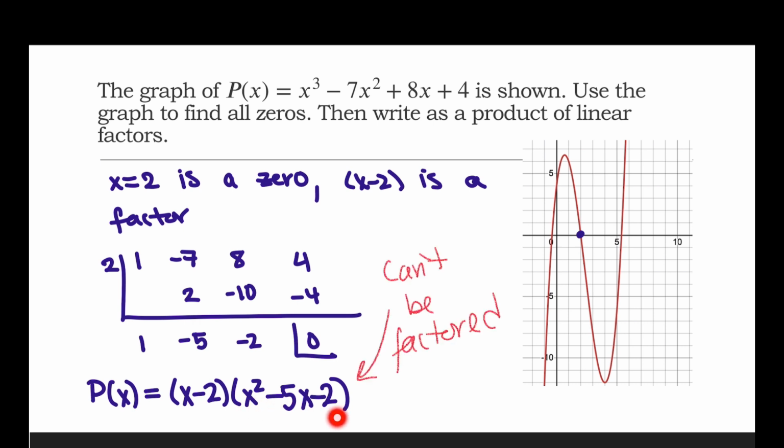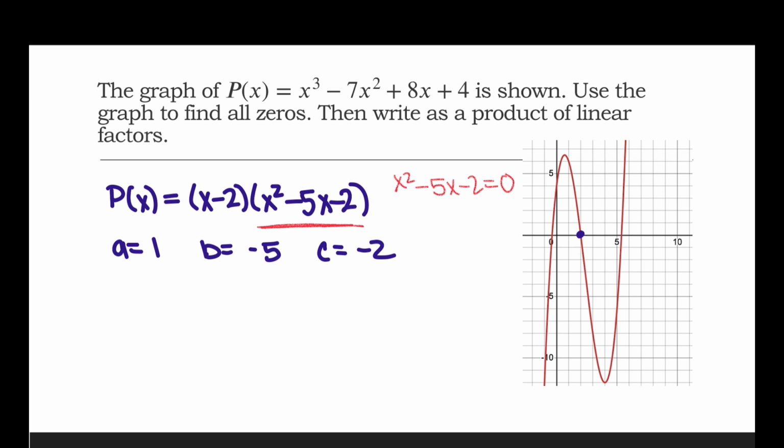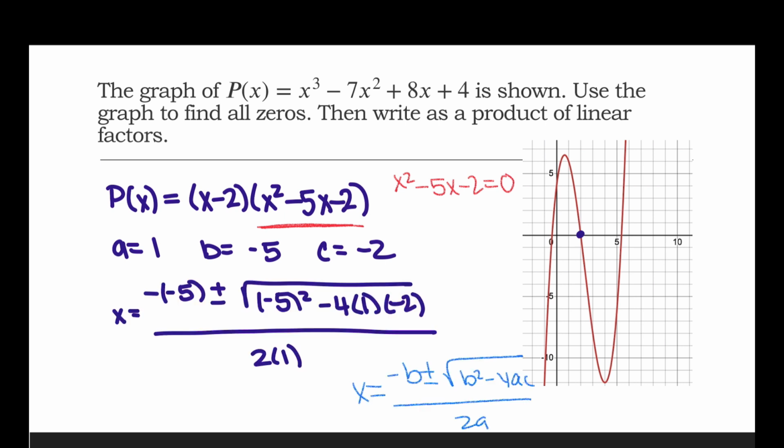Now, the quadratic that we're left with, x squared minus 5x minus 2, unlike in the previous example, this can't be factored. I can't think of two numbers that have a product of negative 2 but a sum of negative 5. So instead, we can find our other zeros by using the quadratic formula. So we'll let a equal 1, b equal negative 5, and c equal negative 2.